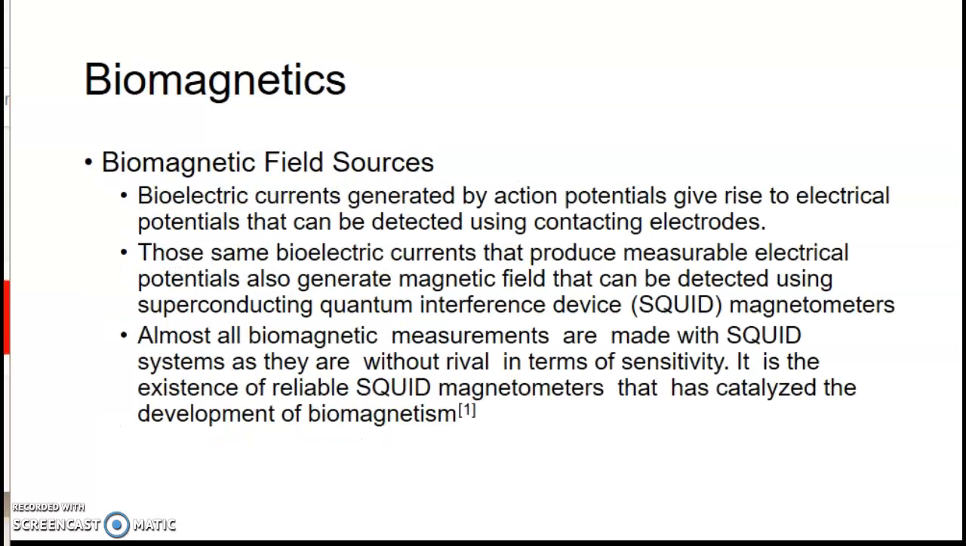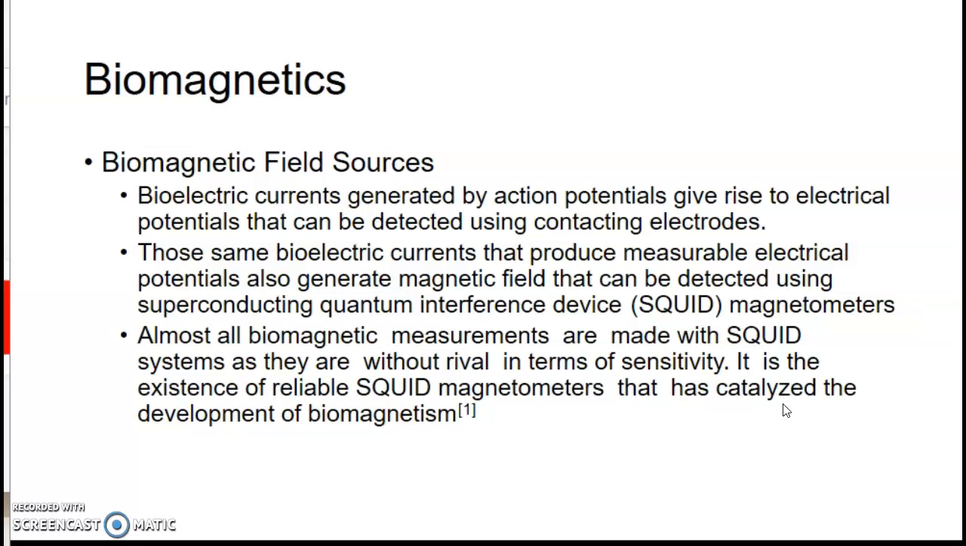So with that in mind, bioelectric currents generated by propagating action potentials give rise to electrical potentials that are detected using electrodes. That is what Hodgkin and Huxley used on the squid. Some examples of that are ECG machines and EEG machines. They are used to study the heart and the brain respectively.